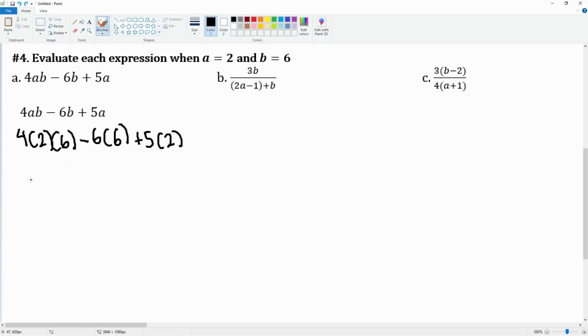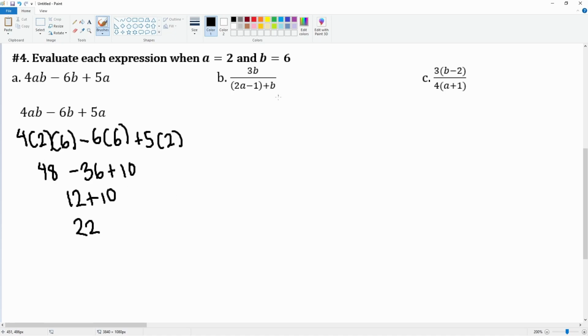Now we can do the multiplication. 4 times 2 times 6. 4 times 2 is 8, times 6 it is 48. Minus 6 times 6 is 36. 5 times 2 it is 10. 48 minus 36 it is 12. Bring down the plus 10. 12 plus 10, that gets you 22.